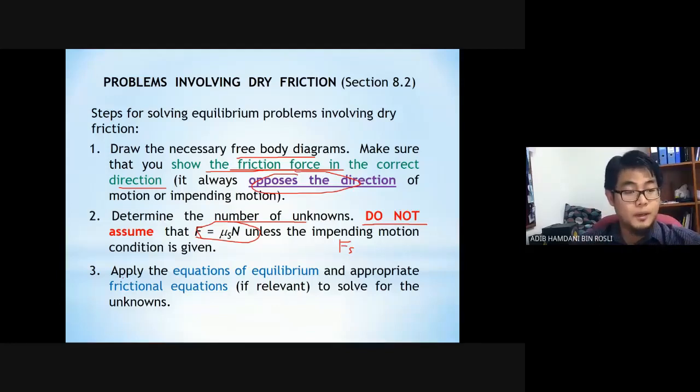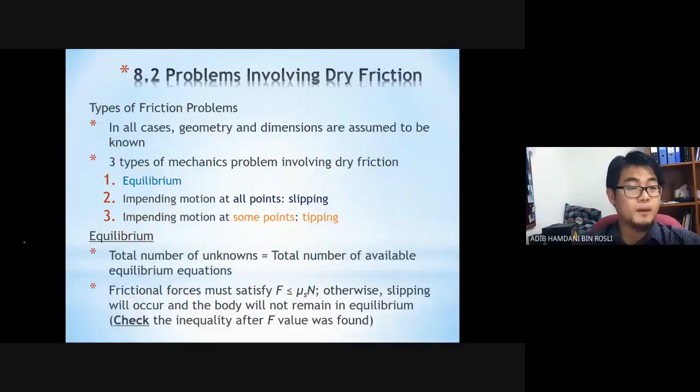Then apply the equations of equilibrium, and the friction equation as appropriate, if relevant. This means that if you are told that it is in the impending motion condition, only then can you use this friction equation. Otherwise, don't do that. That's it. And solve for the unknowns. Pretty straightforward, right?